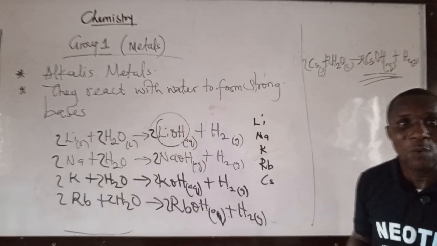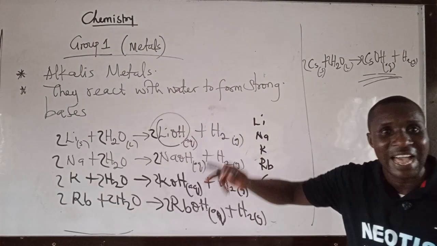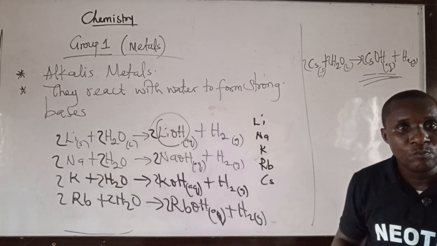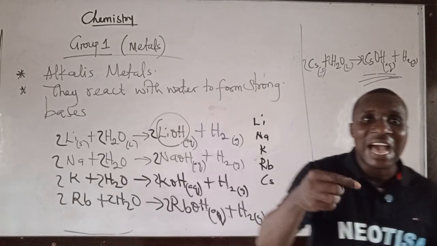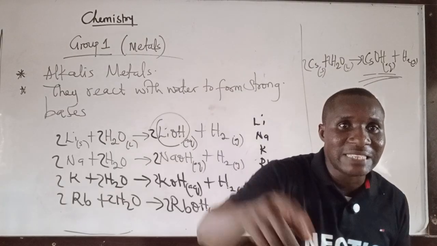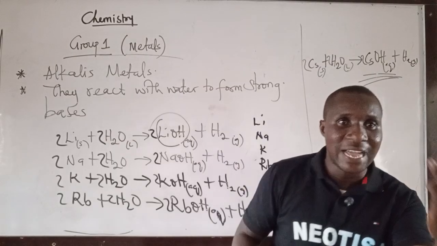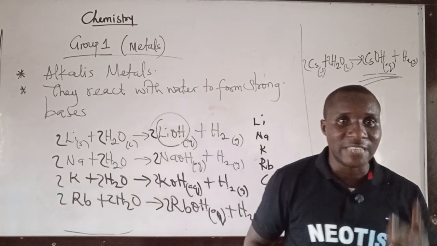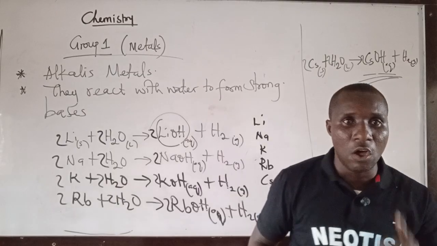Why do we have lithium hydroxide as the weakest? Because of its atomic size. I will still explain that: the atomic size, ionic size, hydrated radius.